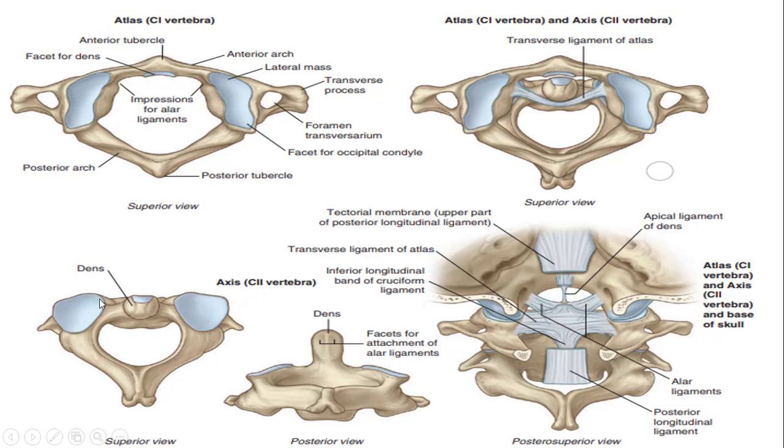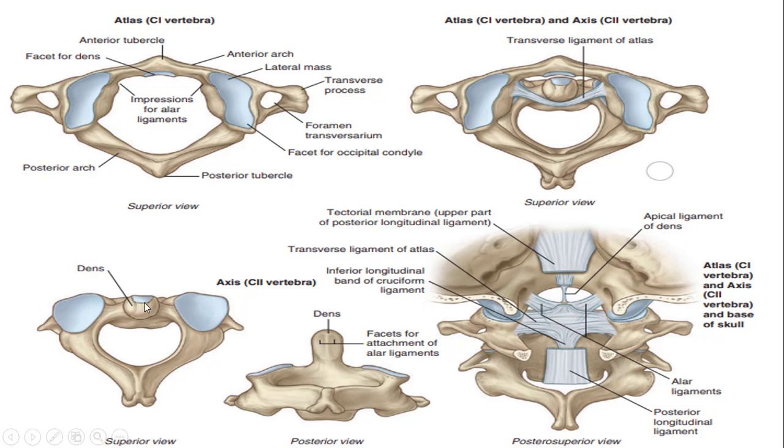Take a look at the axis. Here is the axis, the cervical 2 vertebra. It is characterized by the tooth-like dens, which extends superiorly from the vertebral body. Now, the anterior surface of the dens, as you can see here, has an oval facet for articulation with the anterior arch of the atlas here.